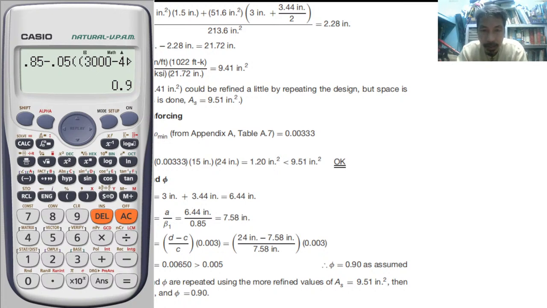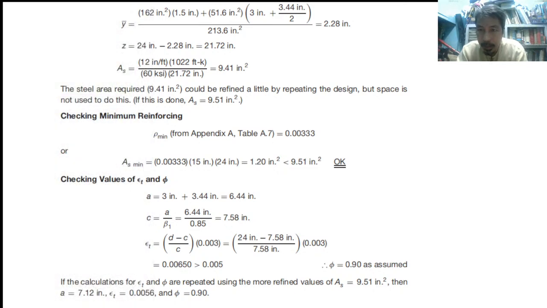Do we follow? That formula is necessary to calculate when our FC prime is not the usual 4,000. The usual value is 3,000 to 4,000. But okay, we have that beta 1. Therefore using that value 7.58, we have the answer 0.0065, and that is also greater than the threshold region. So we are correct in assuming that phi is equal to 0.9.